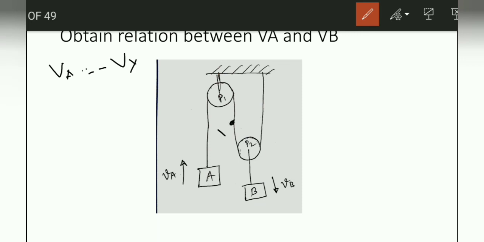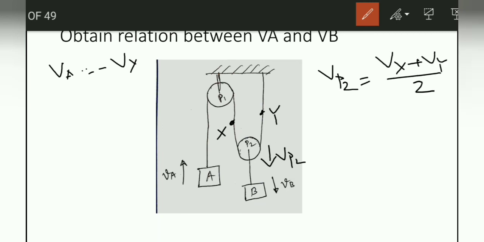Now this is X, this is Y, and this is B, and Vb is equal to Vp2 because these two are connected. So Vp2 will be equal to Vx plus Vy by 2. See, Vp2 will be Vb, Vx will be minus of Va, we have found it here, and Vy, this is connected to this part, so this is 0 because this point cannot move. If it moves upward, say, then this string will become loose. So Vy is 0 by 2.